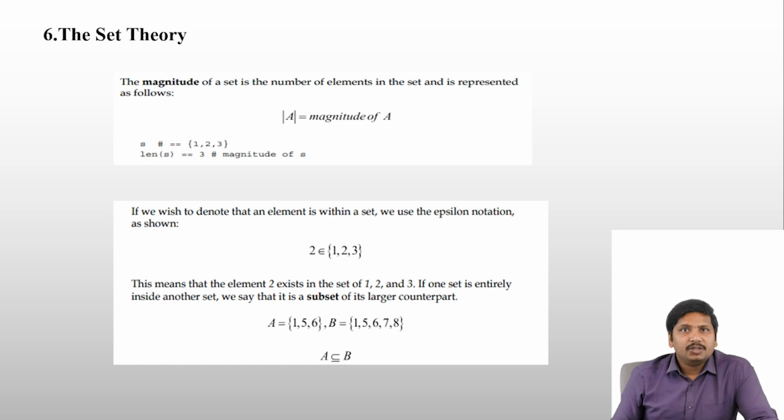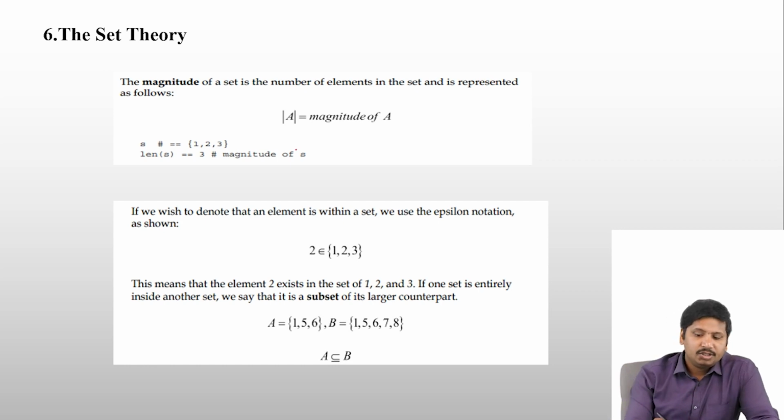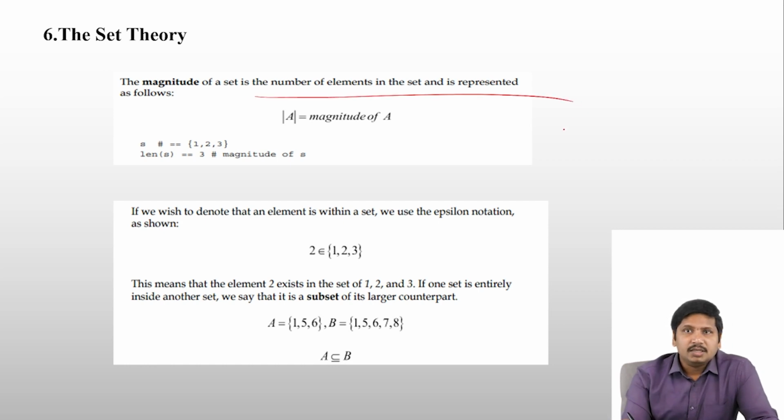So how can the magnitude of the set be defined? It is the number of elements in the set and is represented as follows: mod A is equal to the magnitude of A. And if we wish to denote that an element is in the set, we write that 2 belongs to this set.